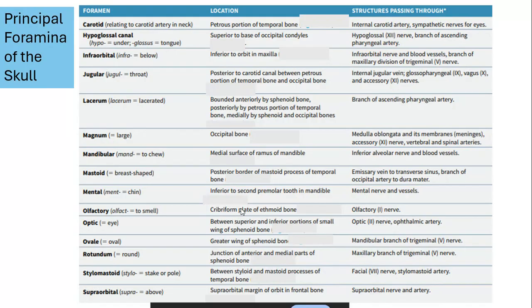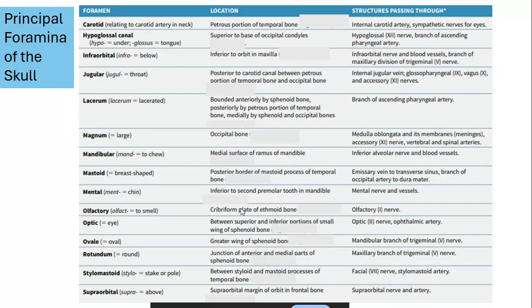Ovale, greater wing of sphenoid bone, mandibular branch of trigeminal nerve. Rotundum foramen, junction of anterior and medial parts of sphenoid bone, right? So that's mandibular branch of trigeminal nerve, right? Sorry, maxillary branch of trigeminal nerve.